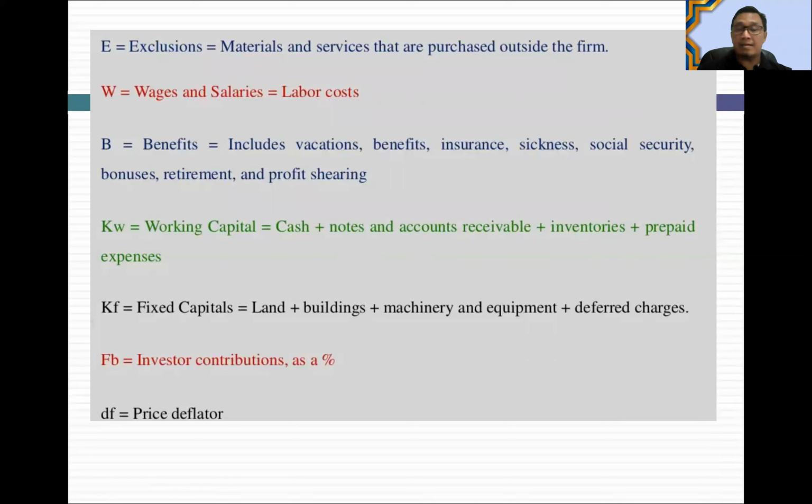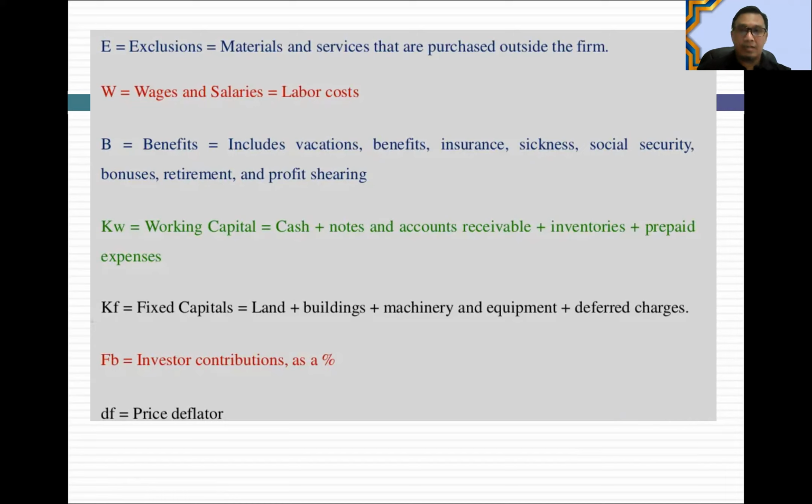So for example, if an employee is sick or has to be hospitalized, and part or all of the bill is paid by the organization, that's an example of benefits. Another example, if the organization provides a transportation facility, giving some employees a car, for example, or a motorcycle, that's another example of benefits.